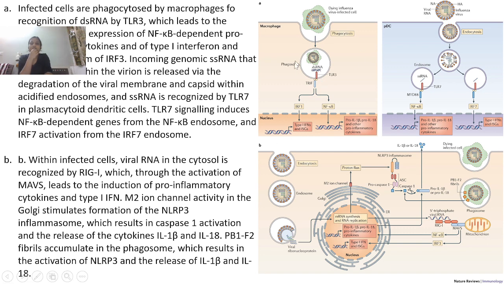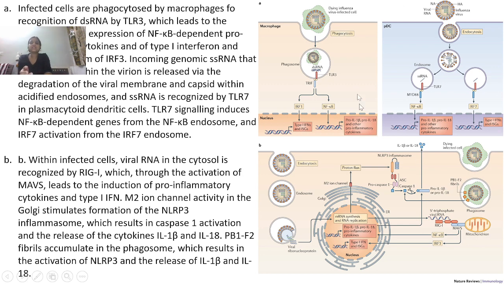Here you can see in the phagosome this viral membrane and capsid is degraded within the endosome, and the ssRNA is also recognized here. This is in a macrophage, where TLR3 is recognizing this double-stranded RNA. Here it is in a dendritic cell, where you can see the influenza can enter via endocytosis, via the plasma membrane. There is a fusion of the membrane of the virus with the membrane of our host cell, and they enter through a process known as endocytosis.